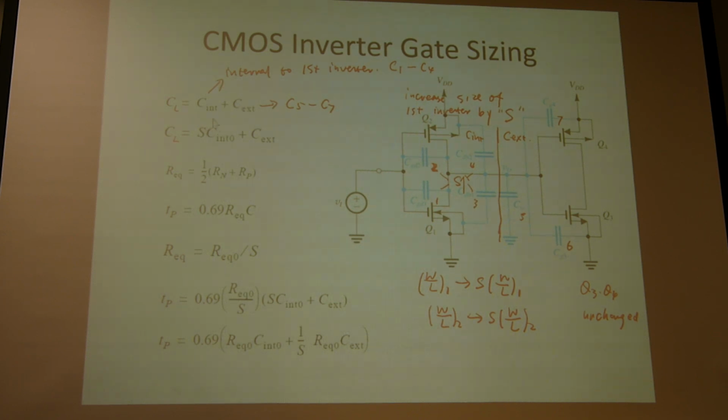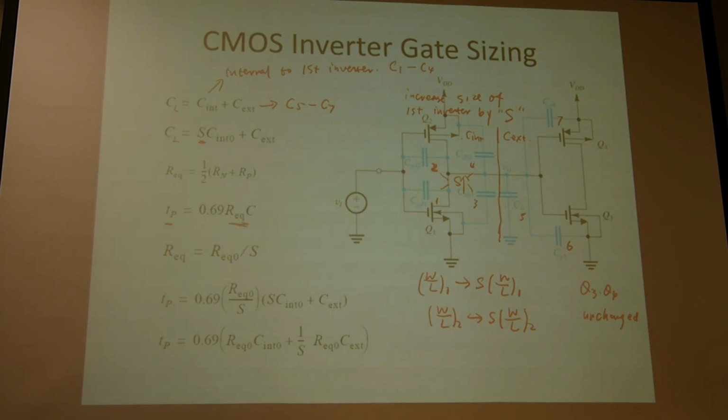So if you increase the size by a factor of S of the first inverter, then the internal capacitance will increase by S. But the external one will be unchanged, because here we assume Q3 and Q4 unchanged. And then for the equivalent resistance, let's say the Rn and Rp. Here we use RC equivalence. So the TP will be 0.69 RC.